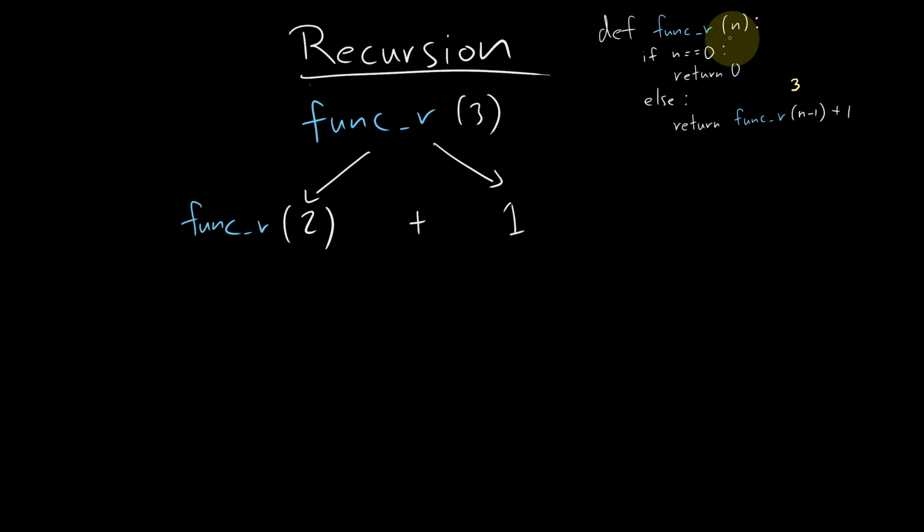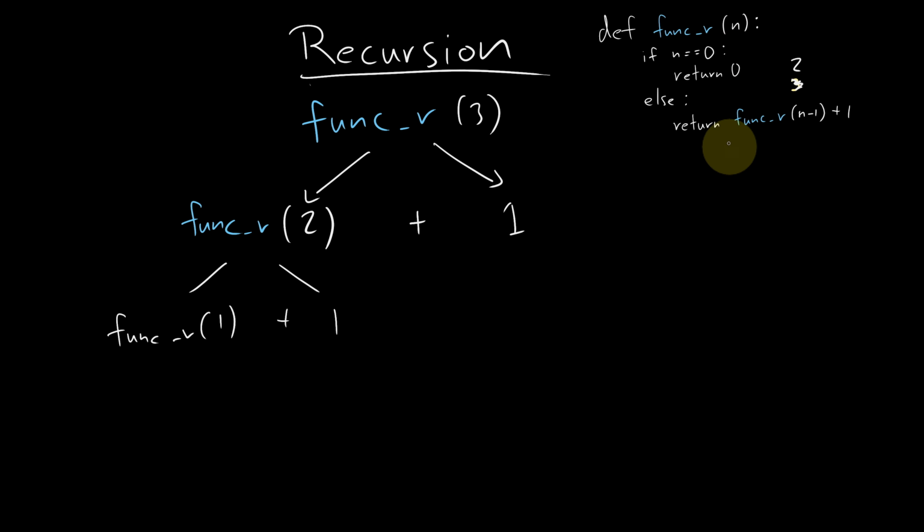So what's function R of 2? n becomes 2, it's not 0, so I do the else statement again, same thing, but this time it will be 2. So what's 2 minus 1? It's function R of 1 plus 1, like this. And then what happens next? You guessed it, we do it again.